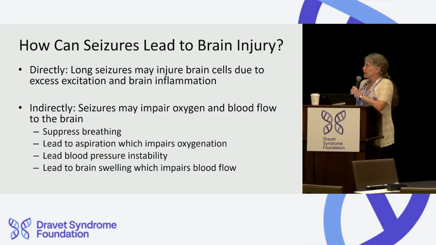But seizures can also indirectly cause injury to the brain, and that's because they can impair oxygen and blood flow to the brain. Oftentimes with a long seizure, people can have suppression of breathing. They still often breathe, but they don't breathe as deeply, and there can be less oxygen coming in. Sometimes seizures can result in vomiting, and then the person during a seizure can actually breathe that down into the lungs. That's called aspiration, and that can also impair the oxygen getting into the bloodstream through the lungs. Seizures can also lead to blood pressure instability, sometimes very high blood pressure, more commonly very low blood pressure, and you need blood pressure to get blood into your brain to give it oxygen. And as well, if you have long seizures and brain swelling, that brain swelling can impair further blood flow to the brain.